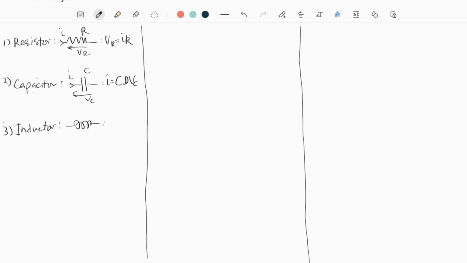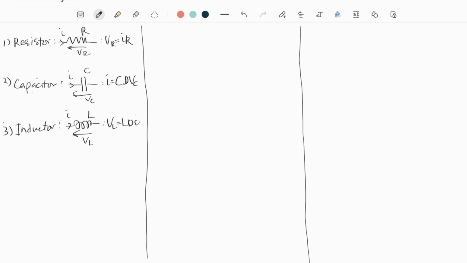And the third one is the inductor. This is the schematic, like a curl. Current passes through the inductor. It has the coefficient we call inductance, L, and then the voltage across the inductor, VL. So the governing equation for the inductor: the voltage across the inductor is the inductance multiplied by the derivative of the current. That's it, the three components that we may consider in our system.